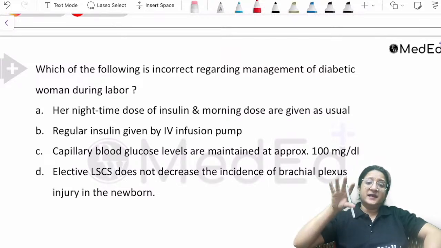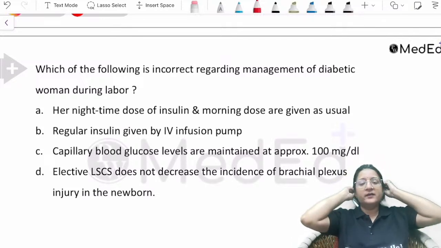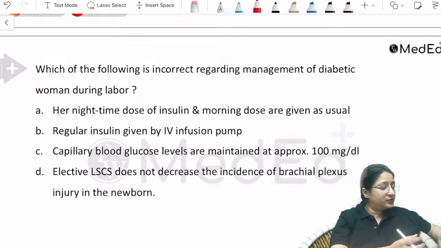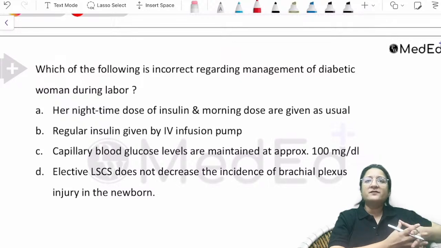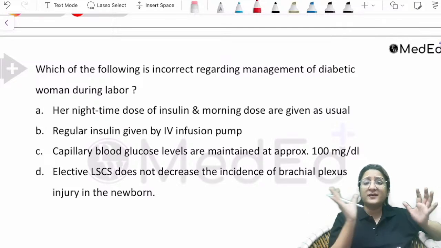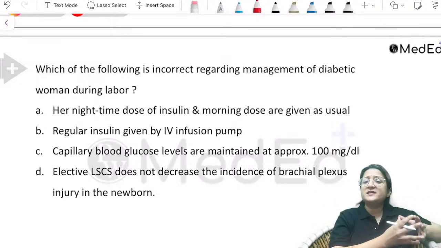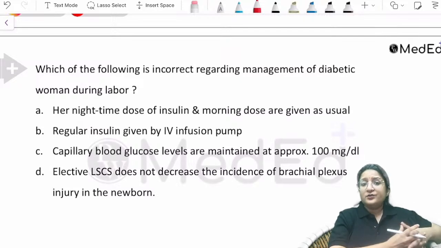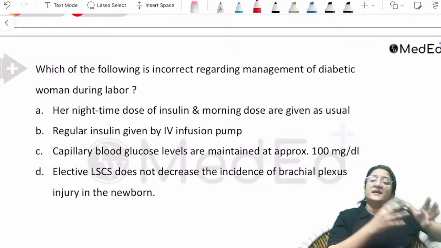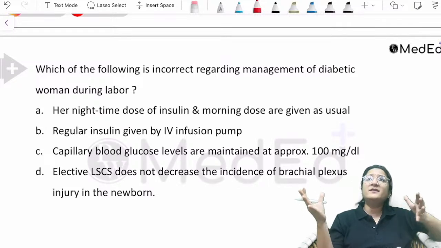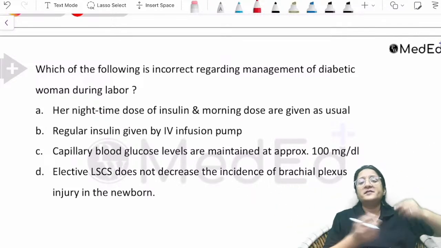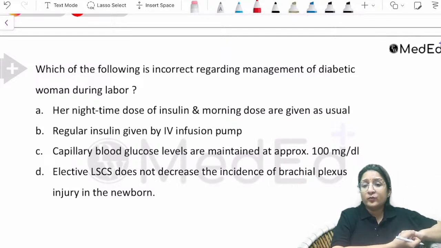See, if elective LSCS really would have decreased the incidence of brachial plexus injury in the newborn, we would have done it for everybody. But it doesn't, even with a macrosomic baby. Because when we say macrosomia, we are checking for the ultrasound estimated fetal weight, which is plus minus 500 grams here and there. Ultrasound estimations are also not 100% accurate. So doing elective cesarean all the time to decrease brachial plexus injury in the newborn will mean that we will have to do so many cesarean sections to maybe prevent one incidence of brachial plexus injury in the newborn.